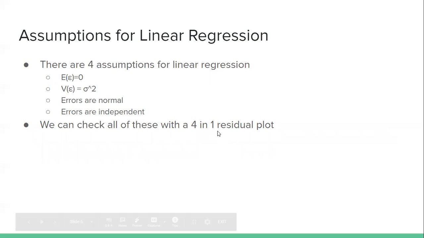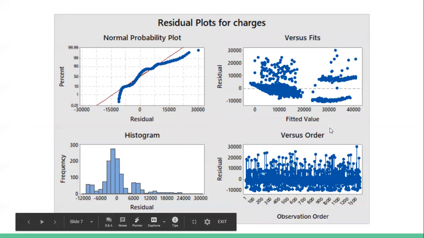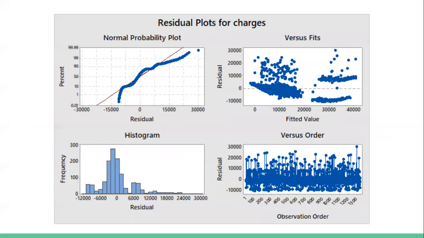So here's our 4-in-1 residual plot. The normal probability plot and the histogram show whether the errors are normal or not. As you can see, we have something going on with the normality assumption that's bad. And the versus fits plot checks if there's any constant variation, if there's any pattern.